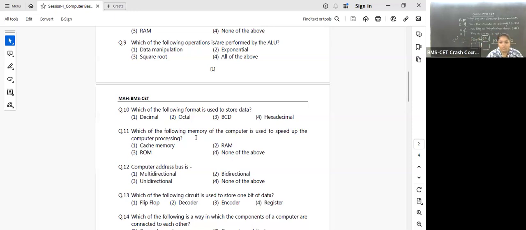Go through the options. What are the options there? Cache memory, then RAM, then ROM. And now suppose I tell you that I spoke about RAM. Now suppose I am a processor and suppose she is some application which is in execution.